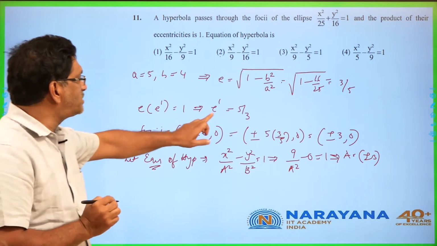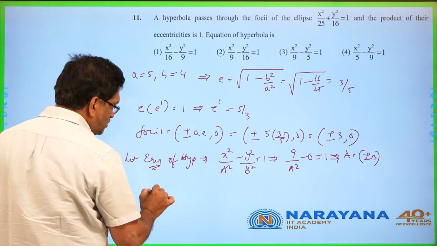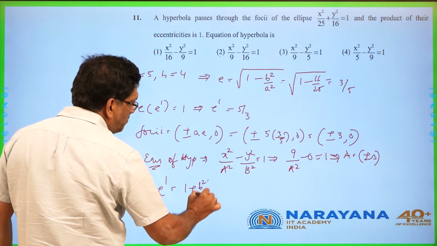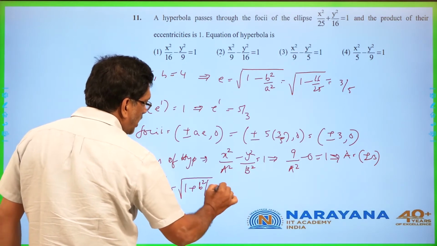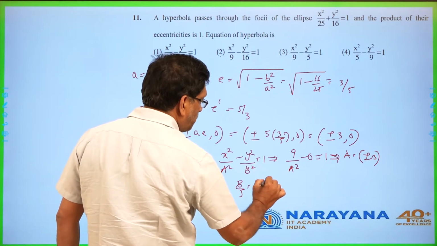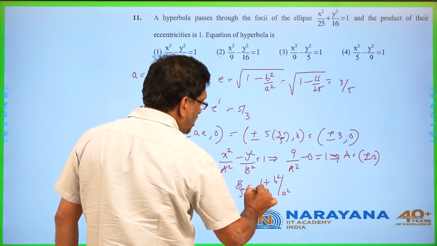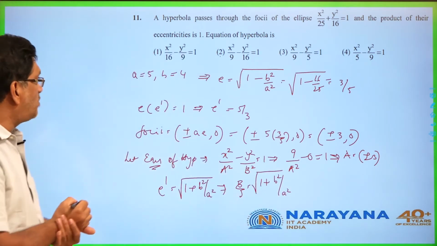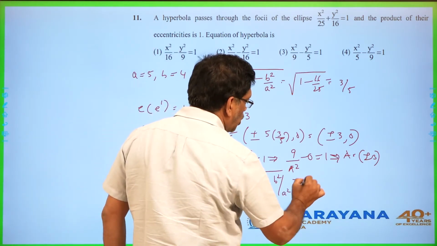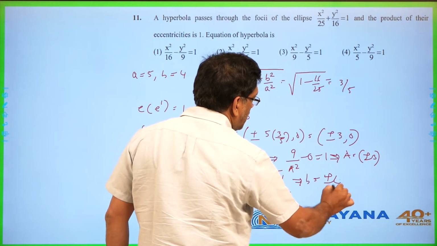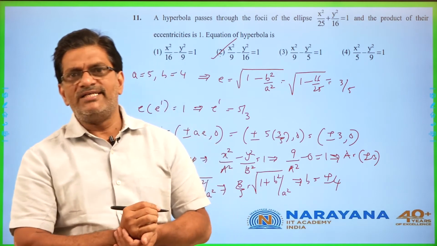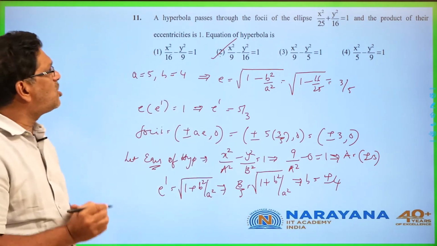Now he has given the eccentricity relation, that is e equal to root of 1 plus B square by A square, that is 5 by 3 equal to root of 1 plus B square by A square. From this, let us find out, you will get B equal to plus or minus 4. So automatically this is the equation of the hyperbola, right? A simple hyperbola concept only has been given.